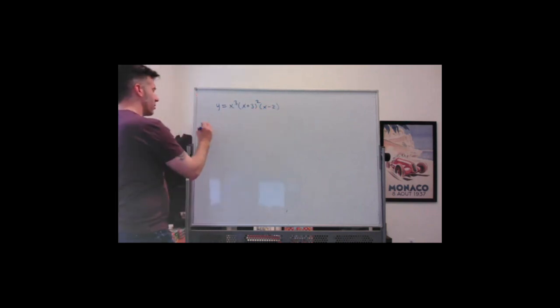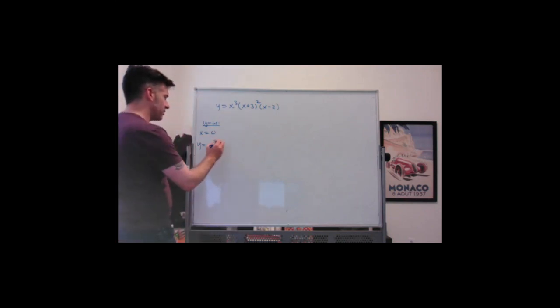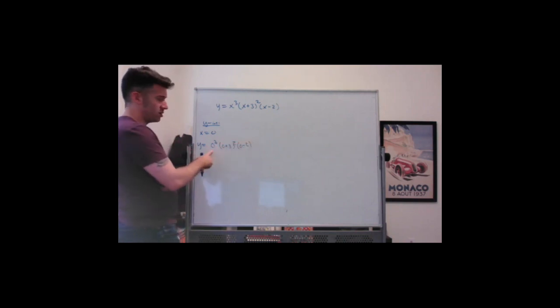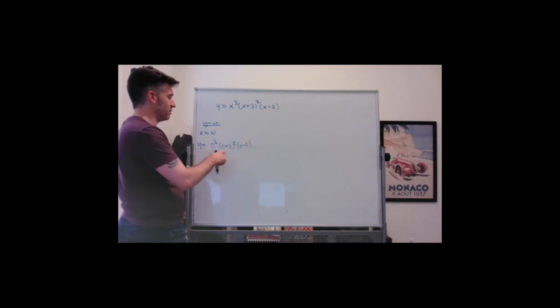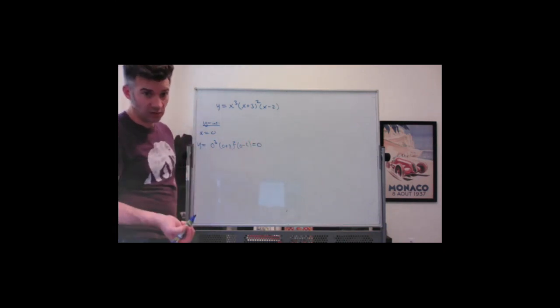So same idea. We're going to find the y-intercept. We plug in x equal to 0. We're going to get y equal to 0 cubed times... I really should just stop there because the rest of it's not going to matter, because 0 to any power is 0, and 0 times anything else is still 0. And the y-intercept is just 0.